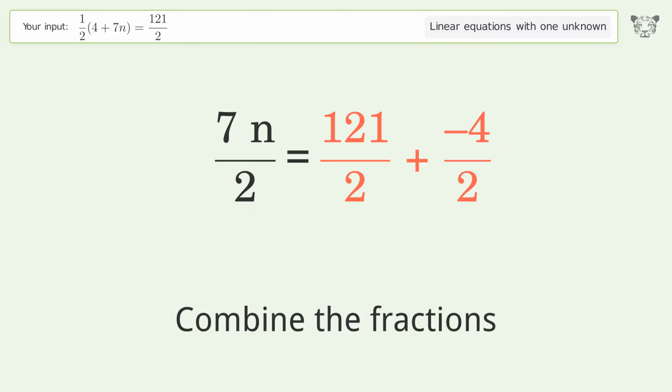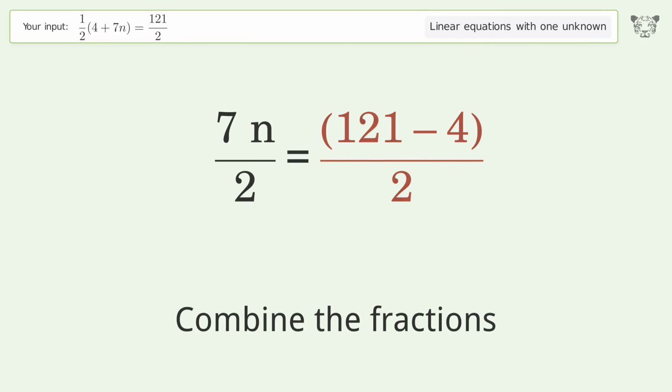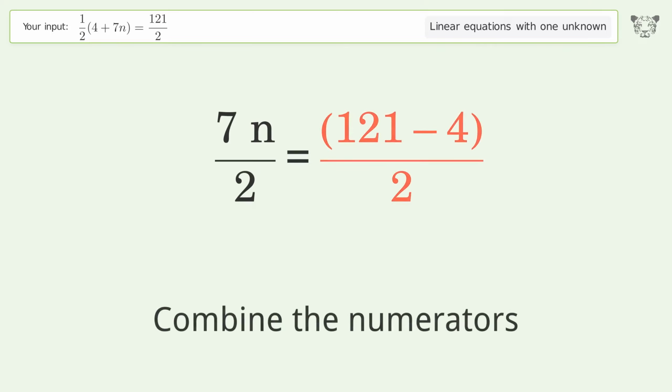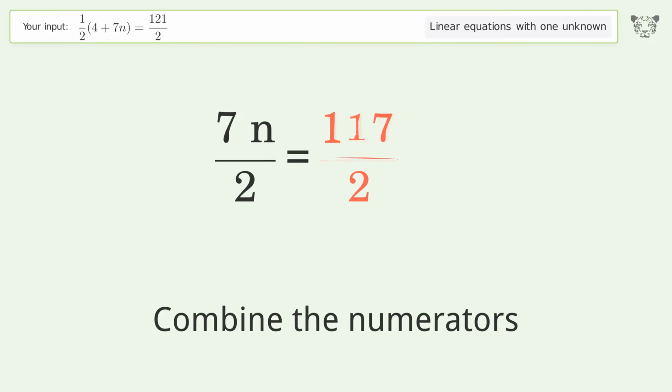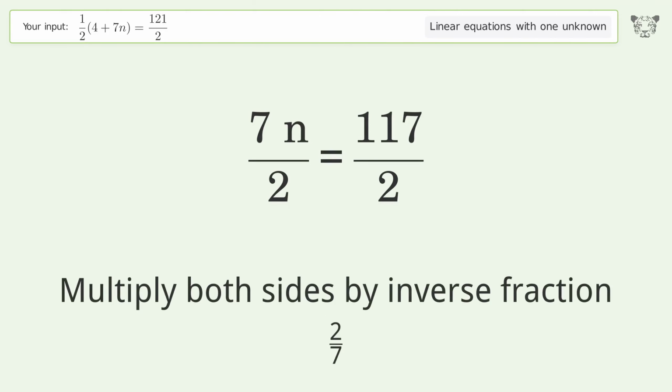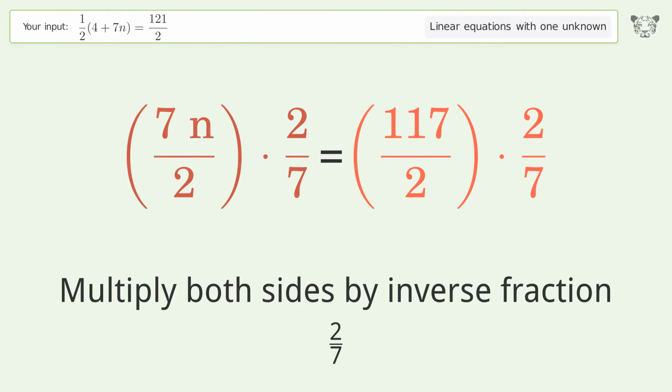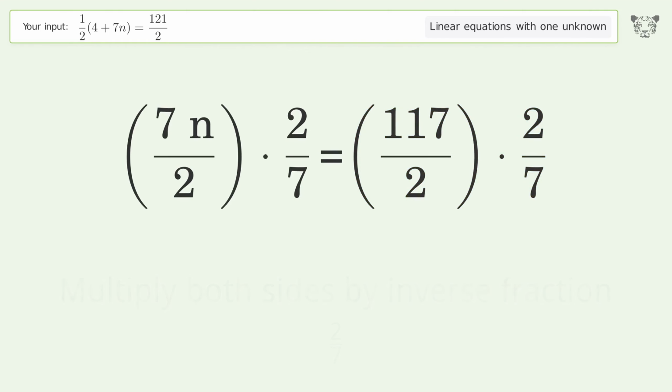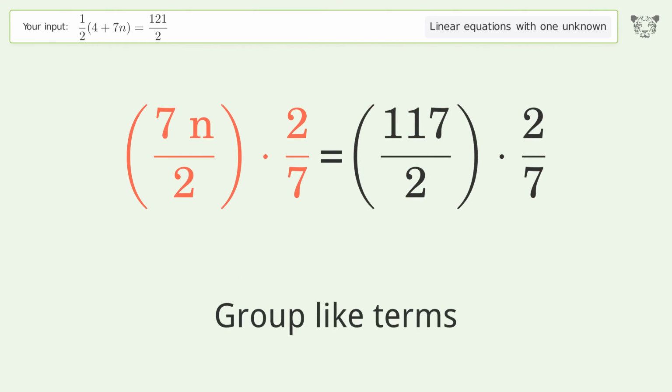Combine the fractions. Combine the numerators. Isolate the n. Multiply both sides by inverse fraction 2/7. Group like terms.